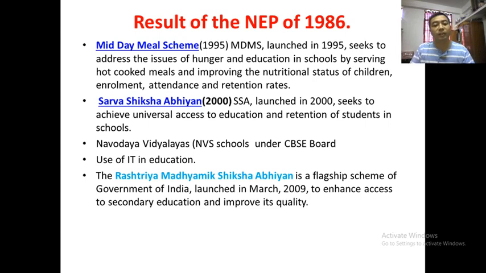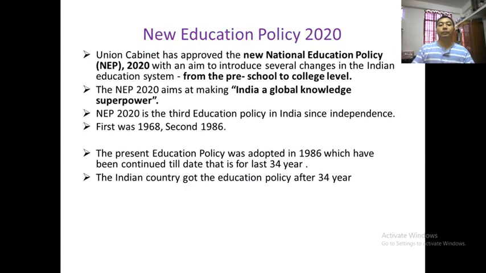And some changes: Navodaya Vidyalayas school was introduced in 1986 under CBSE board, and use of IT in education sector. Rashtriya Madhyamik Shiksha Abhiyan RMSA was also introduced in 2009 to enhance the secondary education and improve its quality. Despite all this, the present education policies has discussed the gap in education in India.